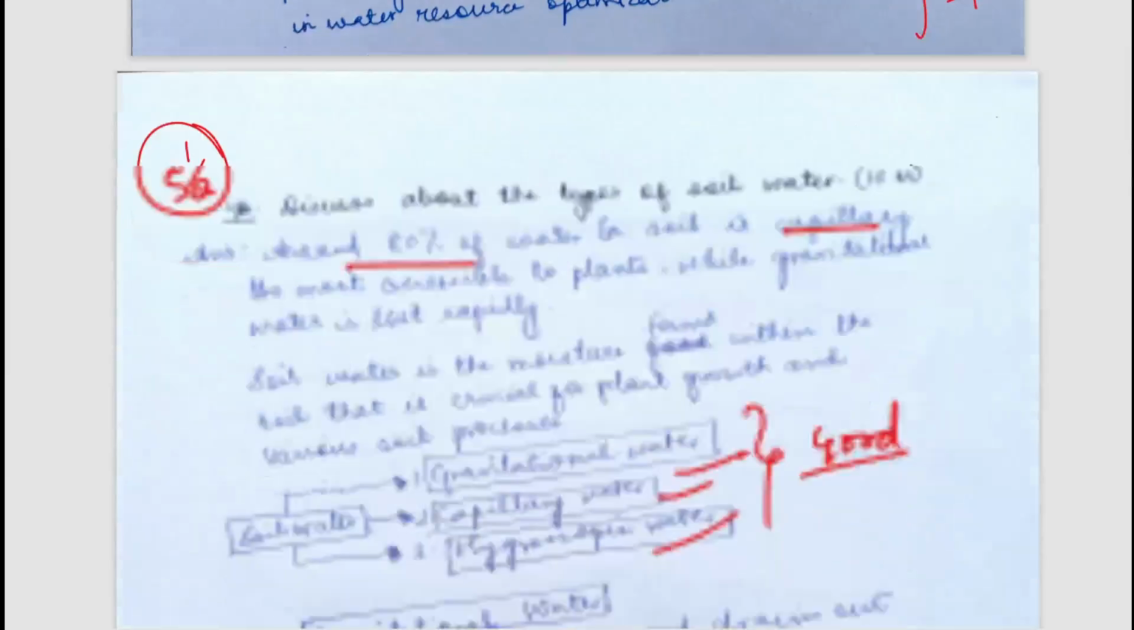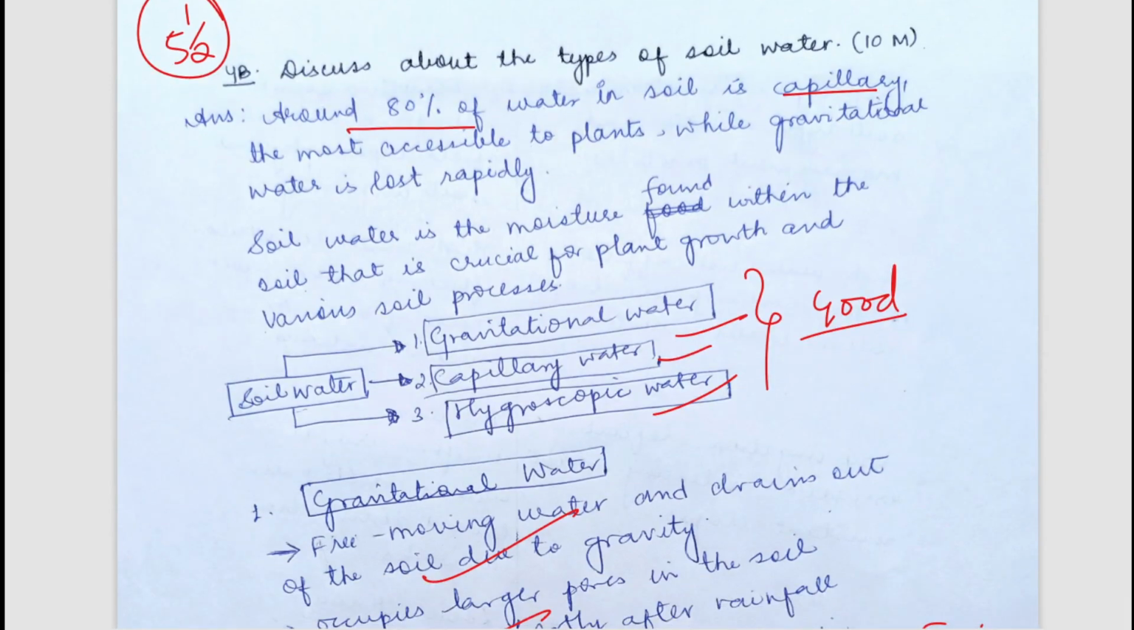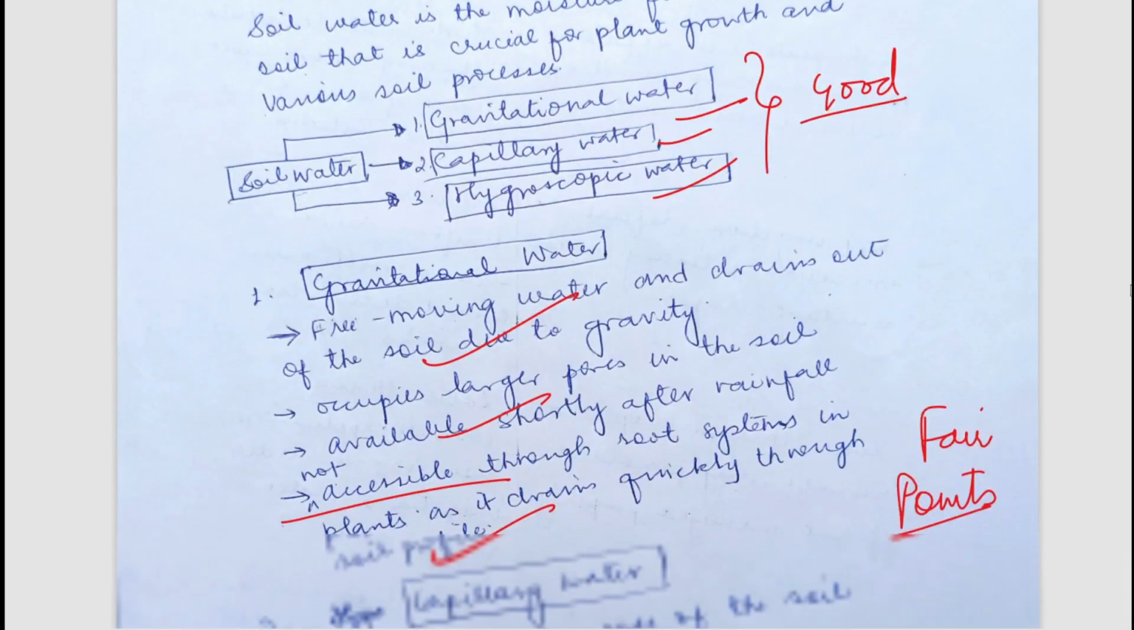Now let's move to the next question. The next question is, write about the types of soil water. We all know that there are three types of soil water. The first one is gravitational water, the second one is capillary water, and the third one is hygroscopic water, and the student has mentioned it.